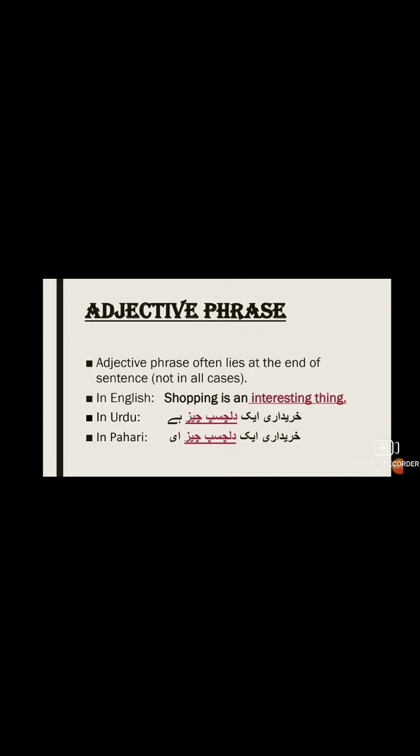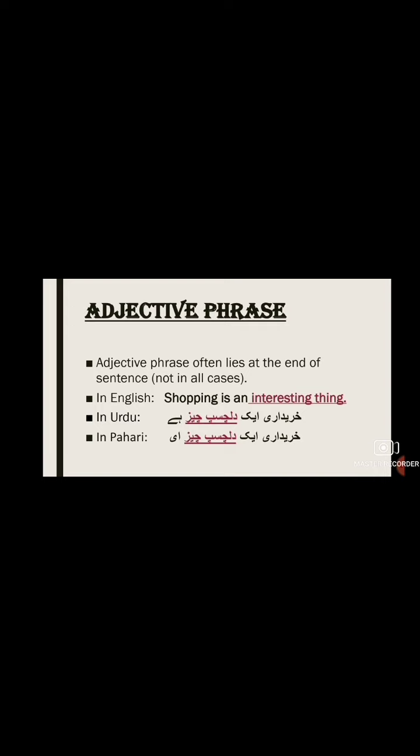Whereas in an adjective phrase, the adjective is always placed before the noun. Like in interesting thing, interesting is the adjective which is placed before the noun, and the noun is thing. If we take this example in Urdu, it would be ऑनलाइन खरीदारी एक दिलचस्प चीज़ है. Now in Urdu, the adjective phrase is दिलचस्प चीज़, which is placed before the auxiliary verb है, and it is also at the end of the sentence.